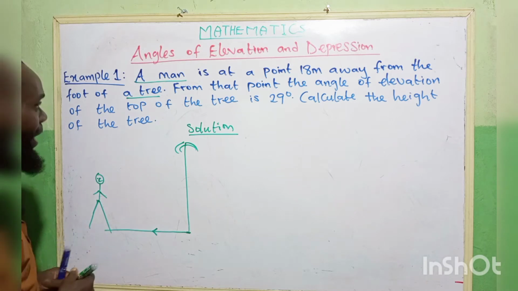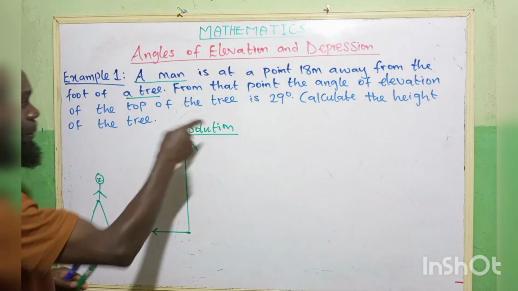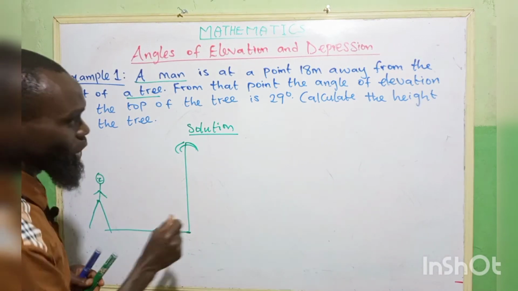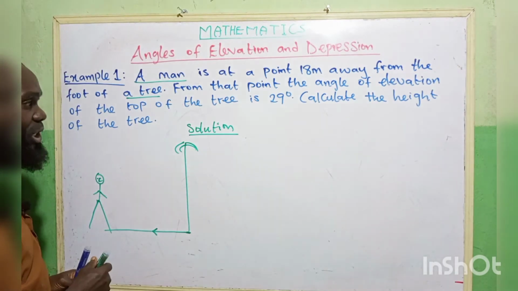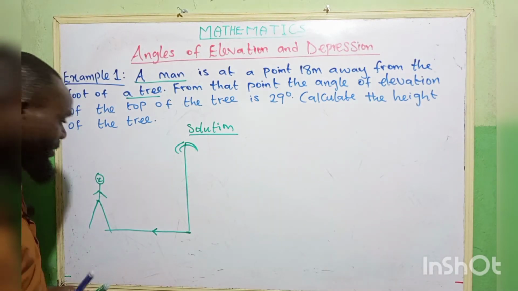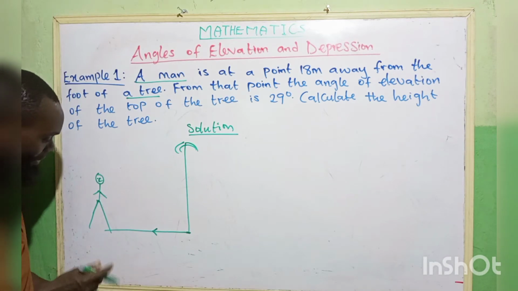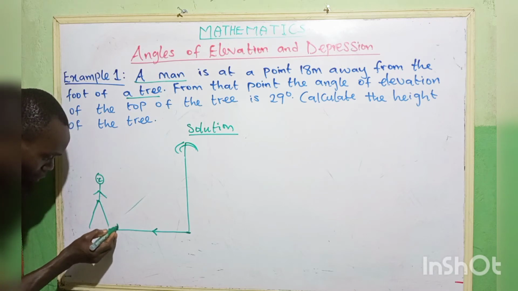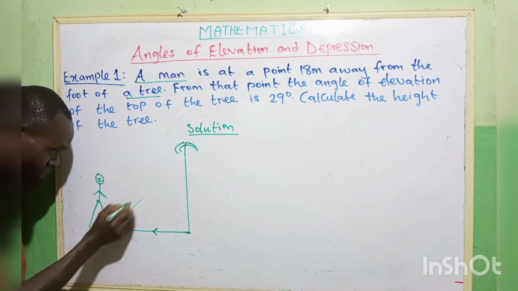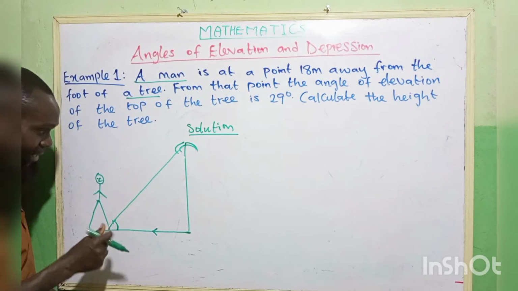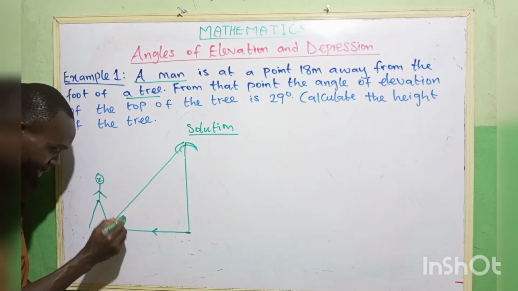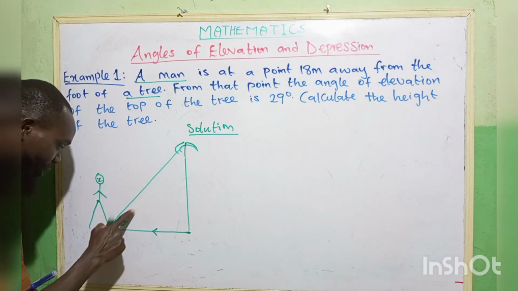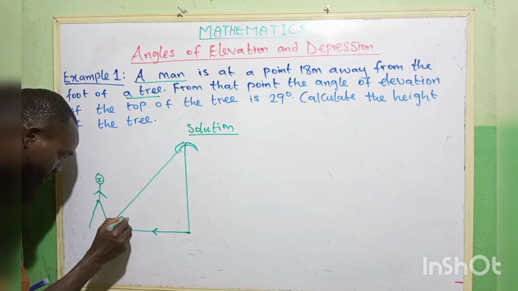Now, if the man is 18 meters away, from that point, the angle of elevation of the top of the tree is 29 degrees. Angle of elevation means the angle to look at the top of the tree. If you move the angle up like this to look at the top of the tree, the angle of elevation here, let's call it theta. So this is the angle of elevation, and the angle is 29 degrees. Let's remove this theta, 29 degrees.